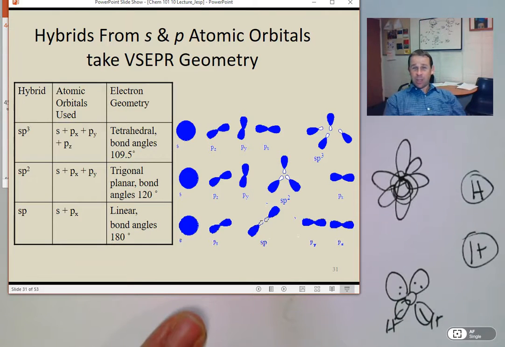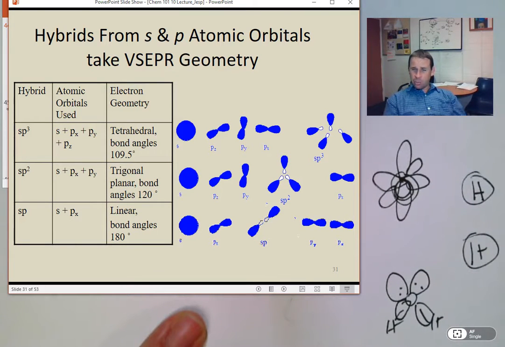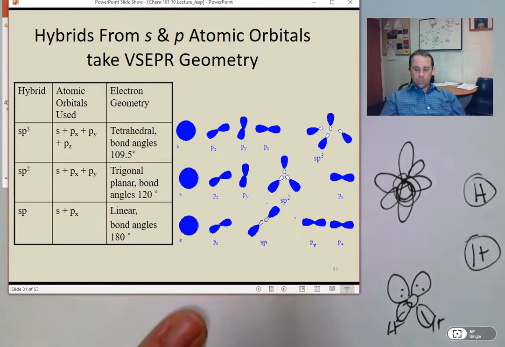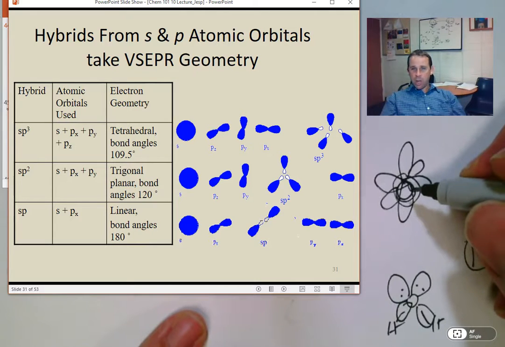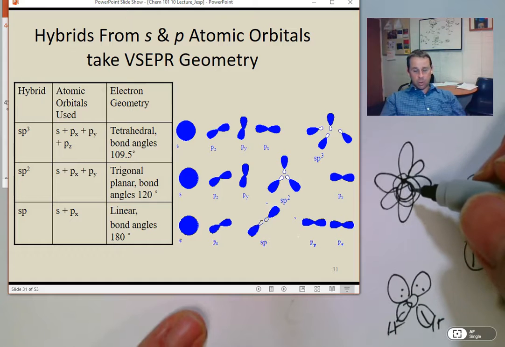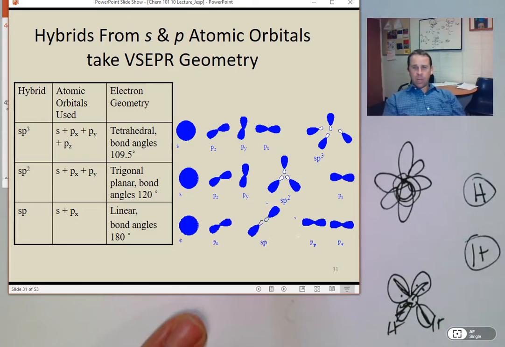Well, if we were just thinking about the atom, we would say, oh, it's these p orbitals. But now that we're recognizing that you can't just look at the atomic orbitals on an element, you have to combine them together and make hybridized orbitals. Our hybridization model says that this oxygen is going to take 4 of its atomic orbitals and make 1, 2, 3, 4 what we call hybrid orbitals, 4 hybrid orbitals, okay?